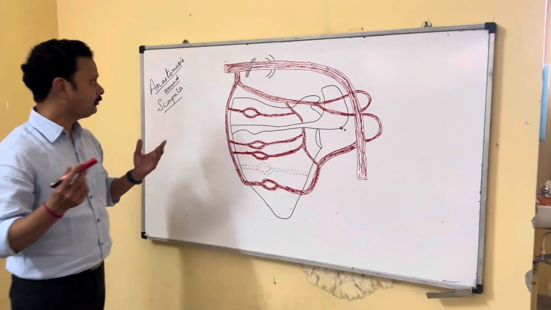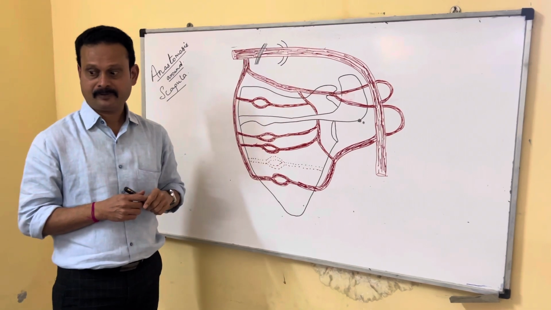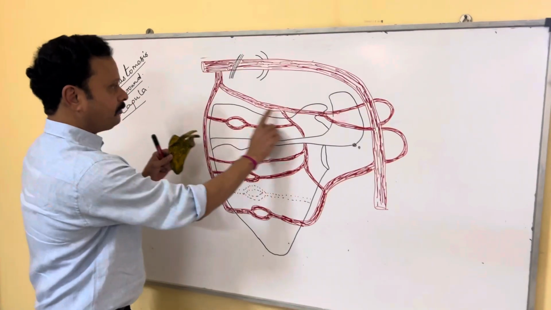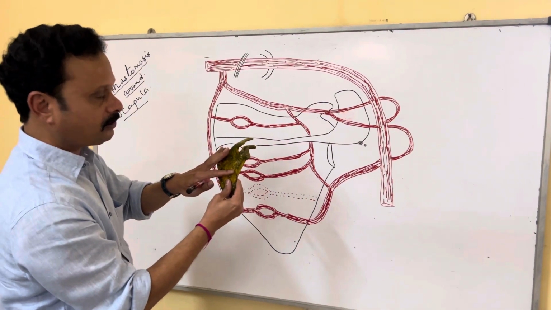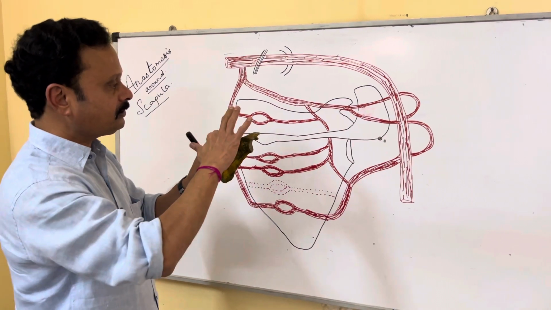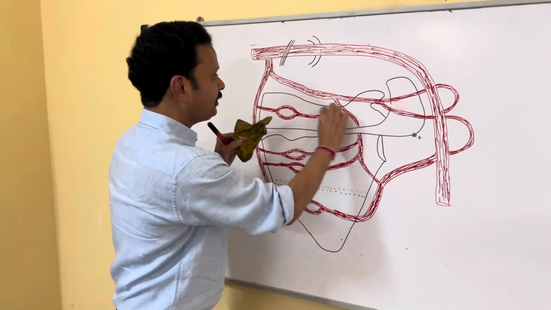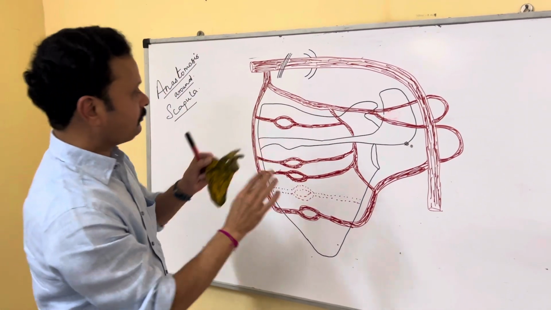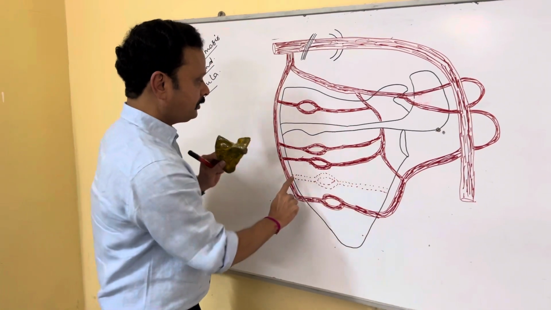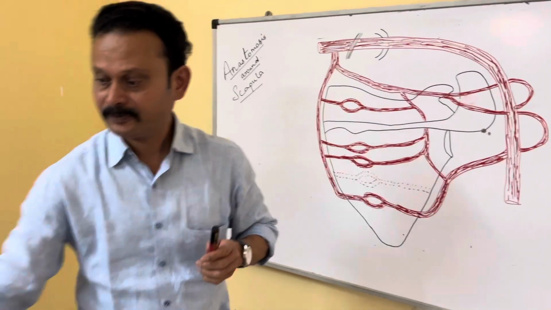Let us now know about the anastomosis around the scapula. You see, this is the diagram of the posterior aspect of the right scapula. So you find anastomosis at this level, that is in the supraspinous fossa, here, in the infraspinous fossa, here, and even in the subscapular fossa, that means these dotted ones. How do these anastomoses occur?